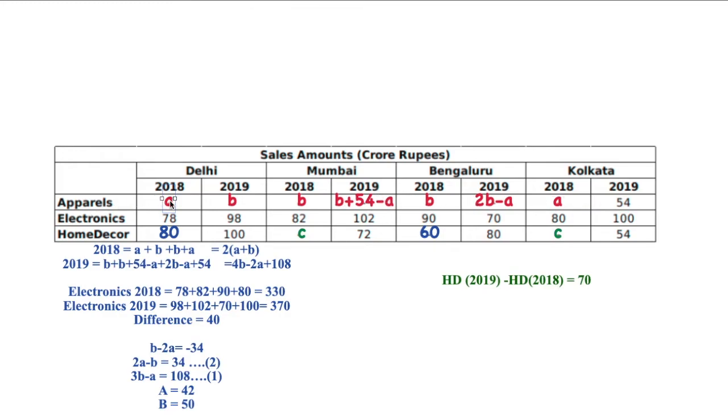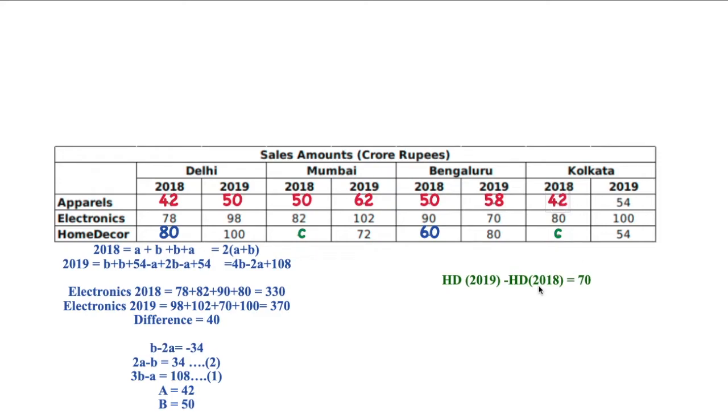Okay, so here now we got the values of A and B, so we can get these values also. So A is 42 and B is 50, so again 50. So 50 plus 54, 104 minus 42 would be 62. Again here we'll get 50. And 2B is 100 minus 42 would be 58. And again here it would be 42.